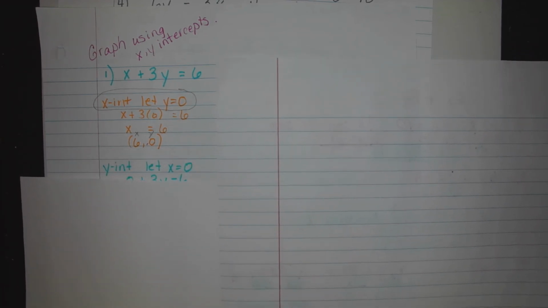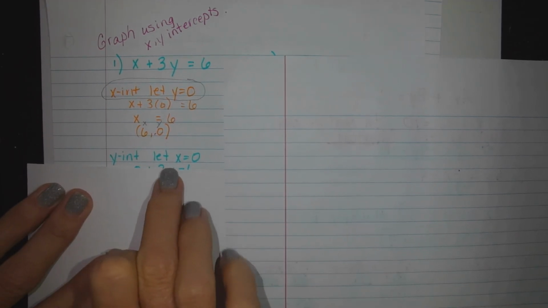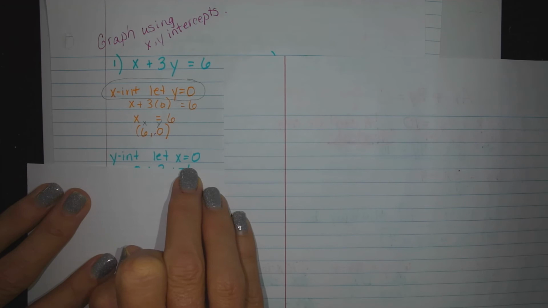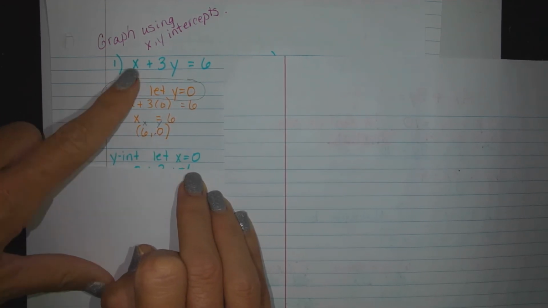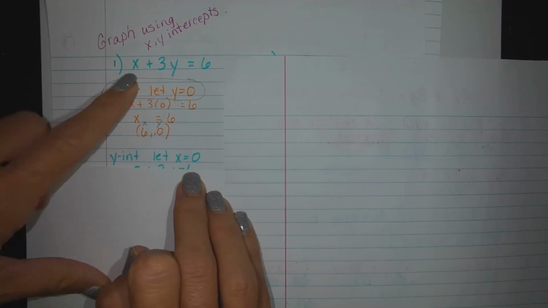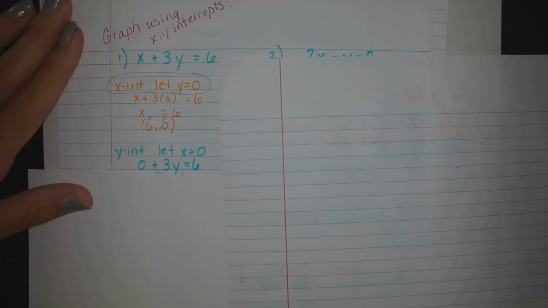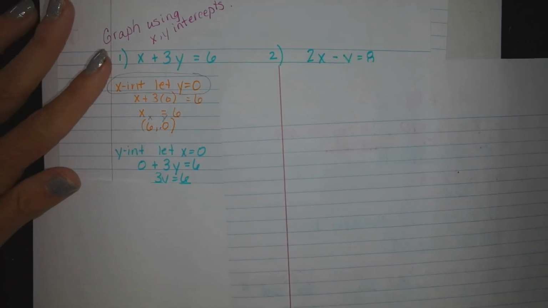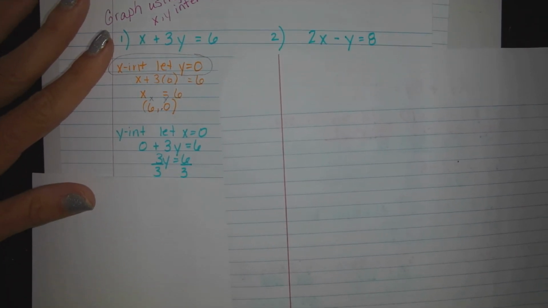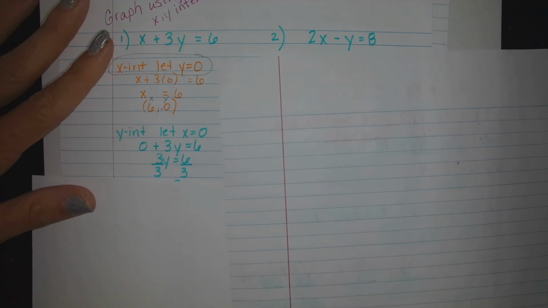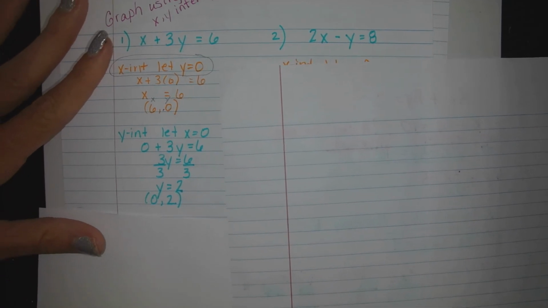So here is the y-intercept. Definition is just the opposite. You let x equal 0. So go up here. You put 0 in for x. Okay, and you're just substituting. That's just 3y equals 6, right? Divide by 3, and y is 2, which is your y-intercept. I'll just show you. There's your point.